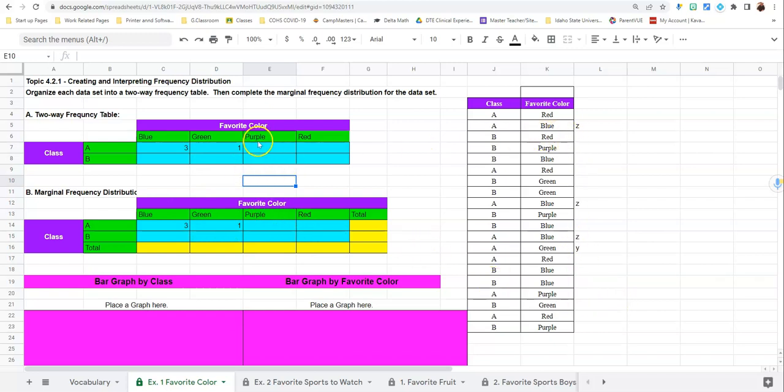Now we're looking for A and purple. Looks like there's only one A purple. Then we'll go with A red. Let's use V. Okay, there's one, two, three, four. Four of those. And we're going to continue to do this till we fill out the rest of the table. So go ahead and do the rest of it, get B done, and then you can check and see if you got what I have.